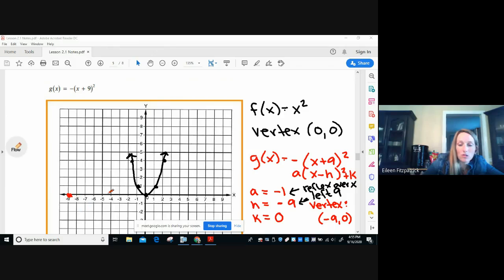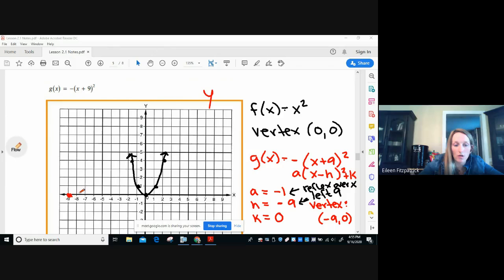And since there is no horizontal stretch or shrink, that means the pattern stayed the same. What I mean by the pattern, I'm going to refer to the pattern quite often. If you think about the parent function, the parent function goes from the vertex out 1, up 1, out 2, up 4, out 3, up 9, right? So I'm going to use that same pattern.